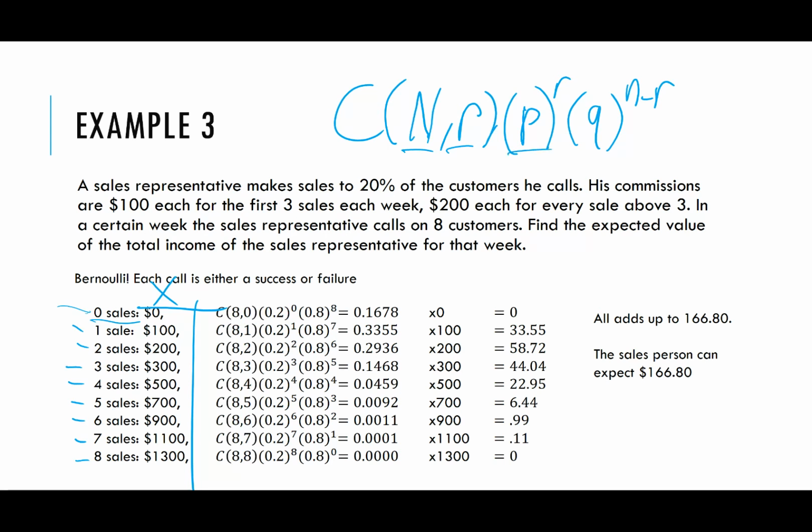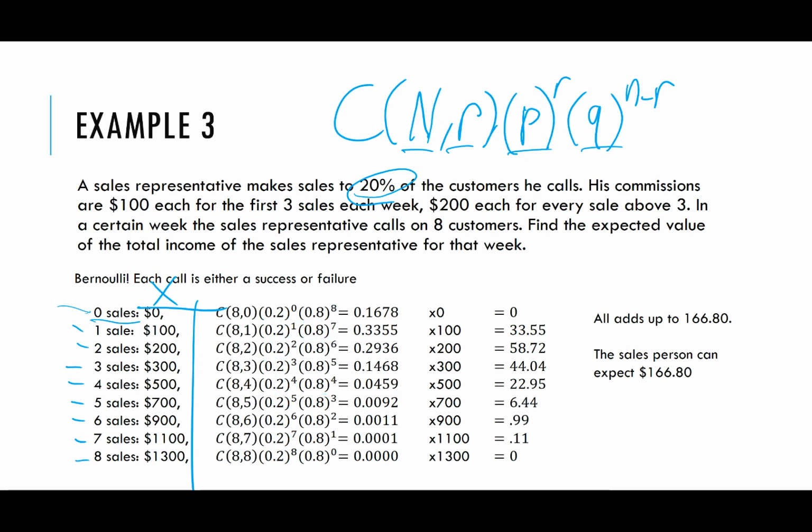P is the same every time. There's a 20% chance he succeeds when he sells. So that's why you can see the probability is 0.2. That's our P value in all these. Q is the probability of failure. So if he succeeds 20% of the time, then he fails 80% of the time. So the probability of failure is 0.8. Again, that's consistent in all of those.